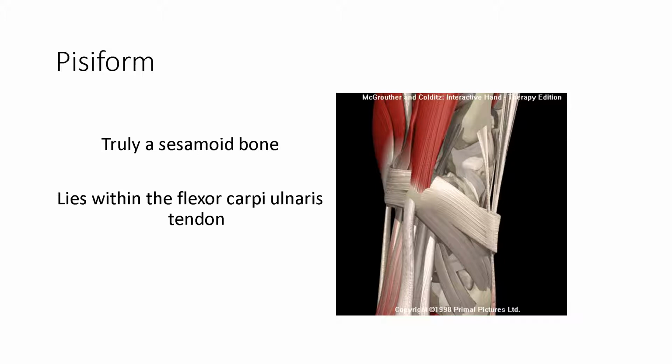Now, the radiocarpal joint is a biaxial joint. That means it moves in 2 degrees of freedom. So we're going to see that the motions at the radiocarpal joint are flexion and extension, as well as radial and ulnar deviation. There's also a mid-carpal joint between the most proximal row of carpals and the most distal row of carpals. That is non-axial. Then finally, at the distal end of the carpal bones, where they articulate with the metacarpals, we see the carpometacarpal joint, which is also non-axial.